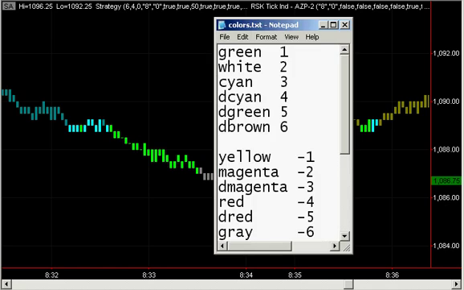This little scheme shows us what the colors of each bar mean. Green means that 1 out of 6 has a positive MACD. Dark brown, or gold as it appears on the screen, means 6 out of 6 have a positive MACD, and anything in between.